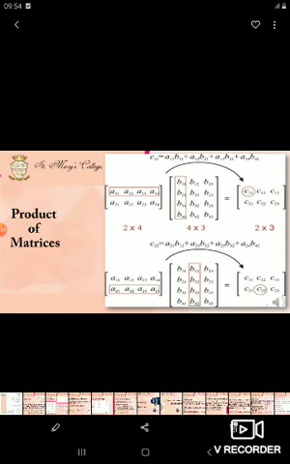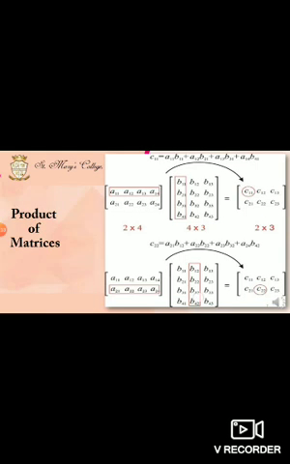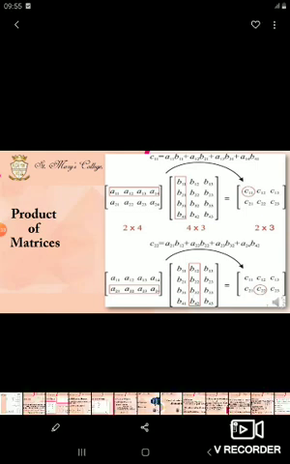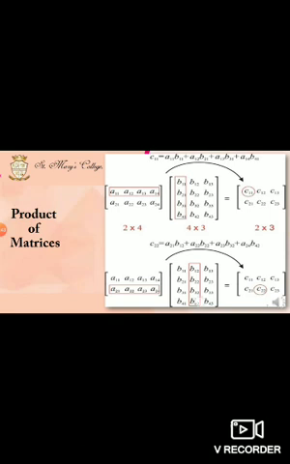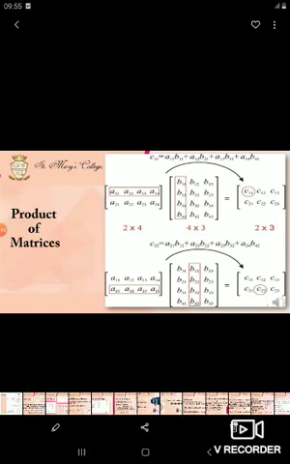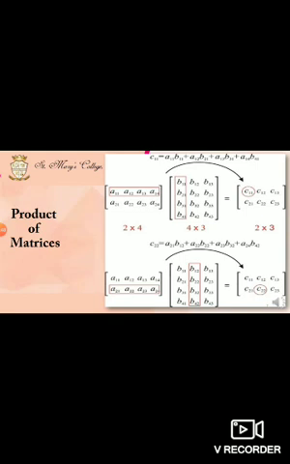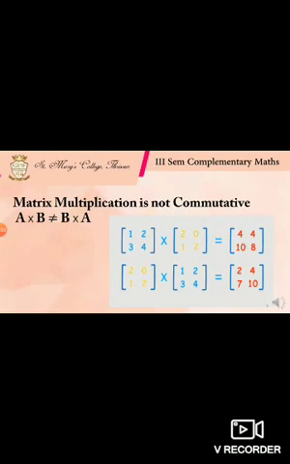Okay, if we have to write the position C22, we will take the second row from A and the second column from B. Then we will get A21 into B12, A22 into B22 plus A23 into B32 plus A24 into B42. Likewise, we will get C22. So it is easy, but you have to freshen up with all those things by doing some homework. Now we are multiplying two matrices.